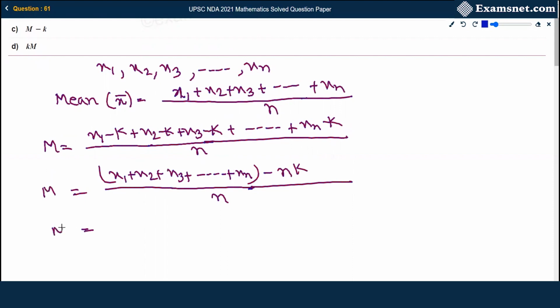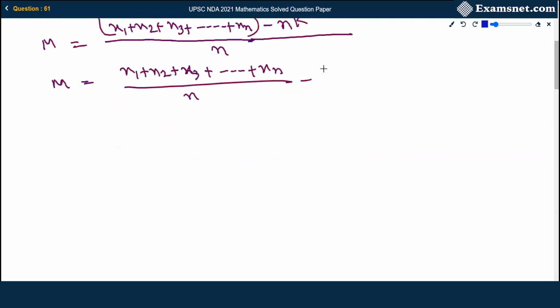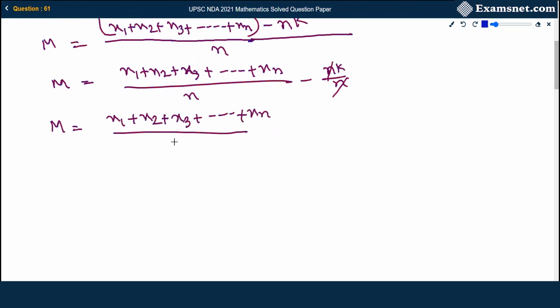Now let's distribute the division. We get x1 plus x2 plus up to xn by n minus nk by n. Next, both n's get cancelled. So look here, it becomes x1 plus x2 plus up to xn by n minus k.